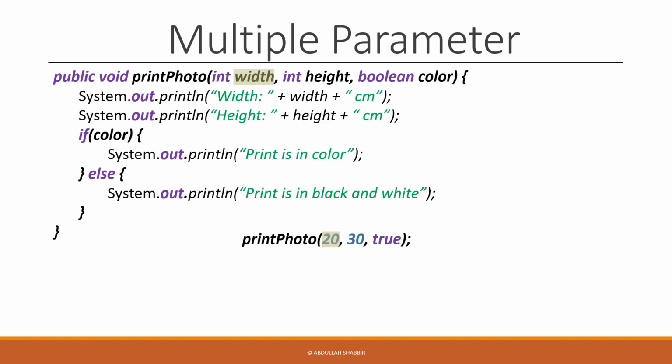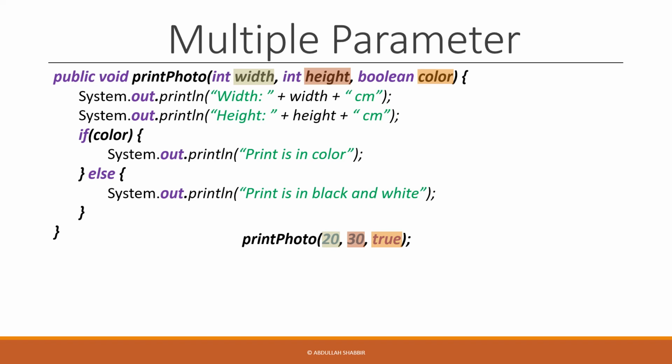First, we have an int argument that will correspond to our width parameter. Then we have another int argument that will correspond to our height parameter. And finally, a third boolean describing whether this print should be in color or not.